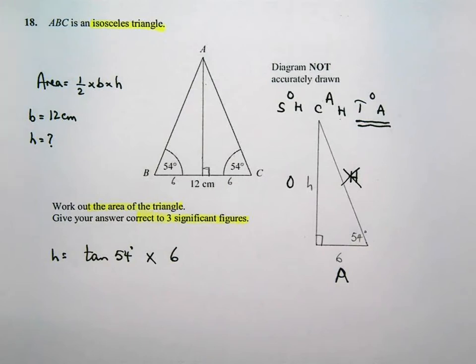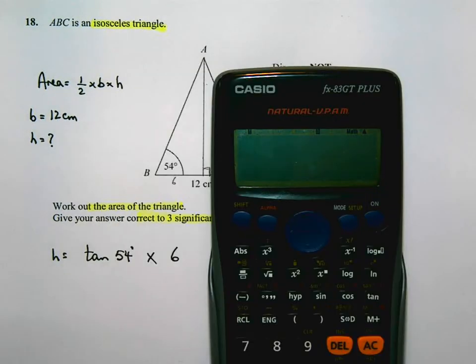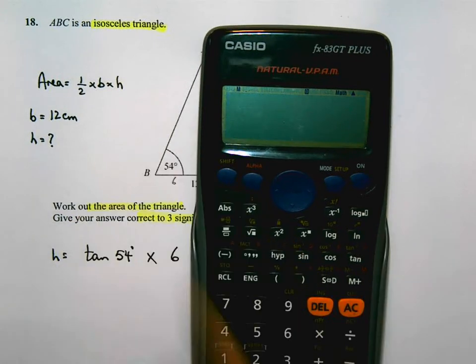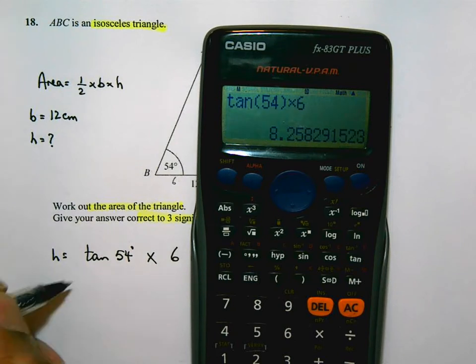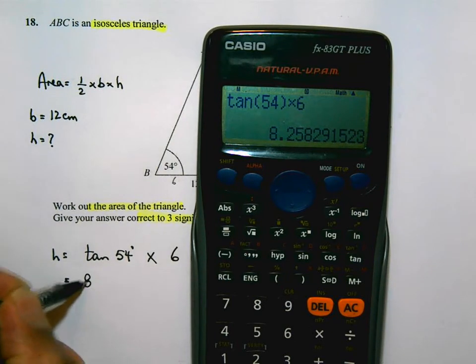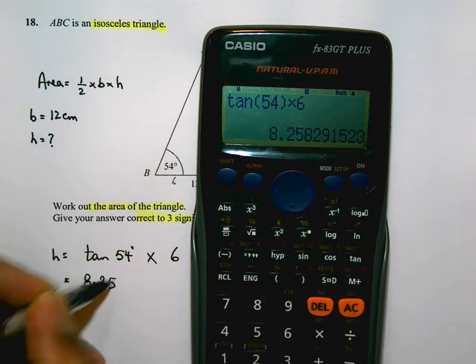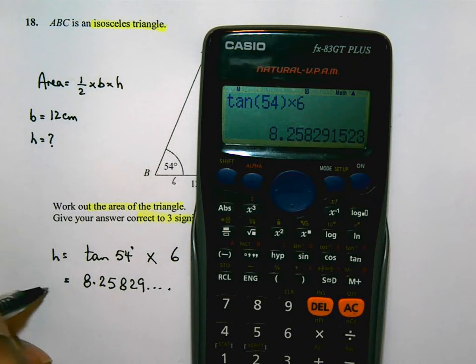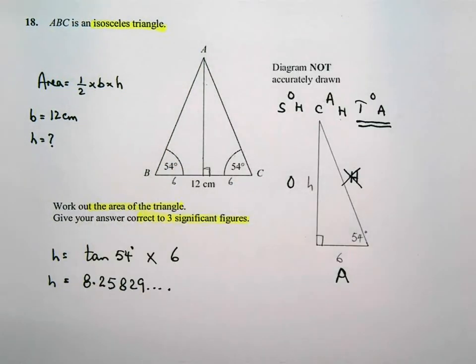I need to go to my calculator, make sure my calculator is in degrees mode, and I need to do this calculation. So tan of 54, close the brackets, times that by 6, and that's going to equal the height of this triangle, which is 8.25829. I'm just going to say that because it actually carries on. I'm going to keep that number on my calculator.